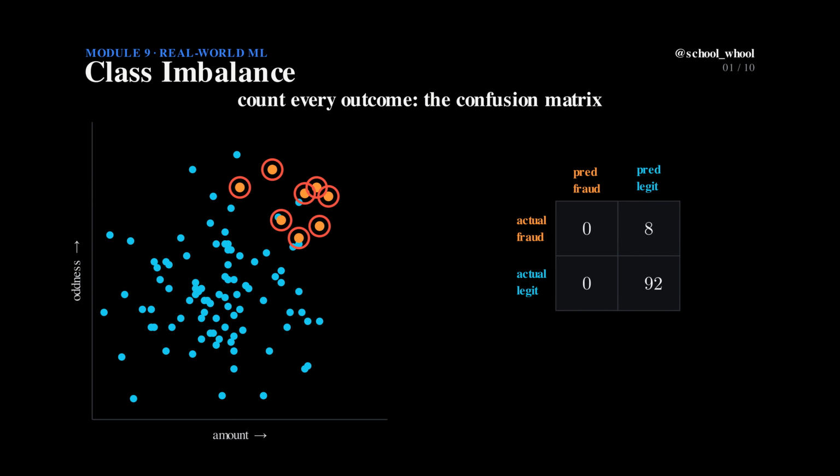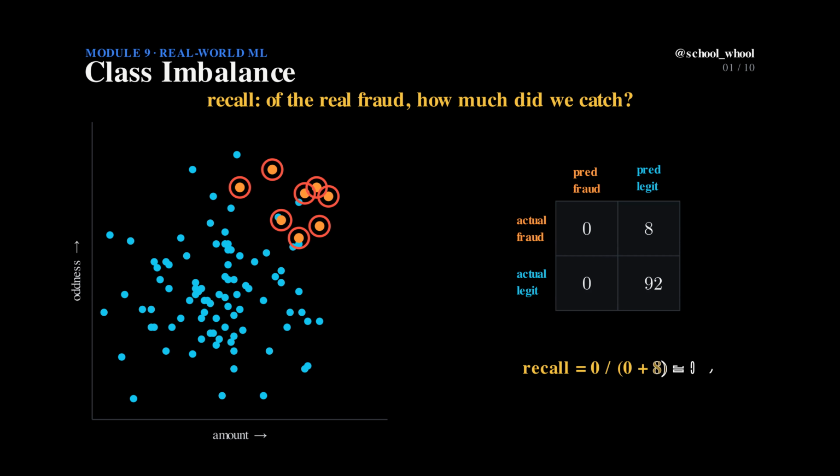The number that exposes this is recall. Recall asks, of all the real fraud, what fraction did we actually catch? 0 caught, out of 8. Recall is 0%. Accuracy averaged over everything, so the 92 easy cases drowned out the 8 that mattered. It hid the only mistakes we cared about.